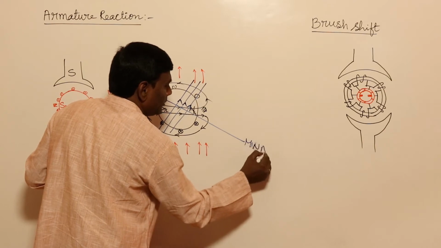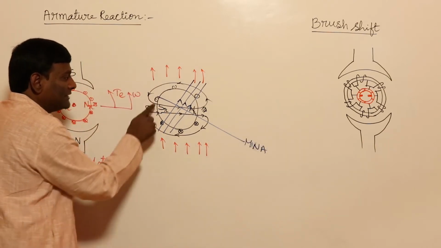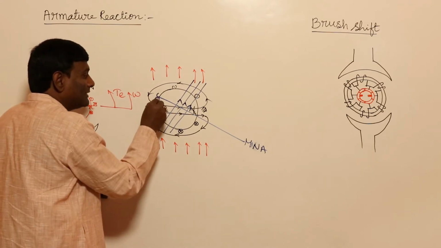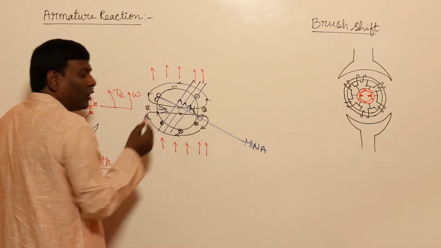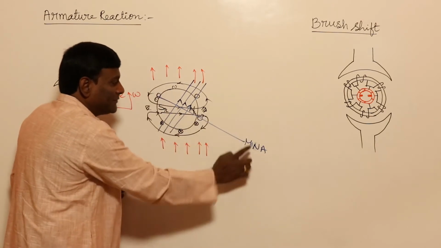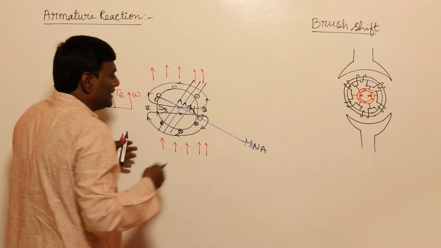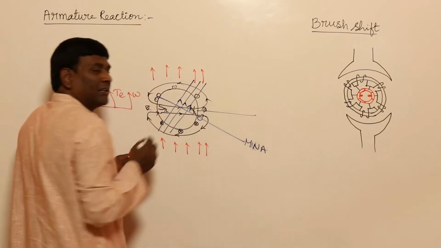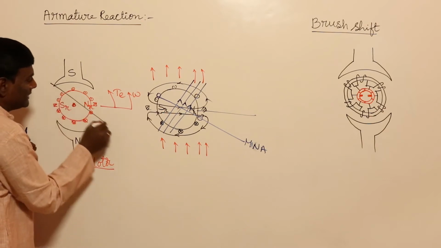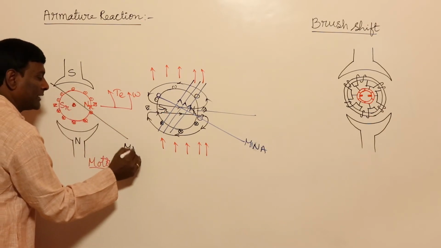MNA. Okay, so the magnetic neutral axis is 90 degrees to the resultant flux. Because if I keep conductors here at MNA, how much will be the induced voltage? It will become 0. Okay, so MNA is shifted in this direction. Previously MNA was here, now MNA is shifted in this direction. This is going to be the new MNA.